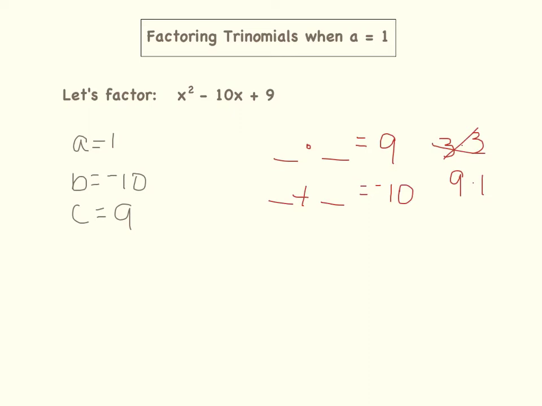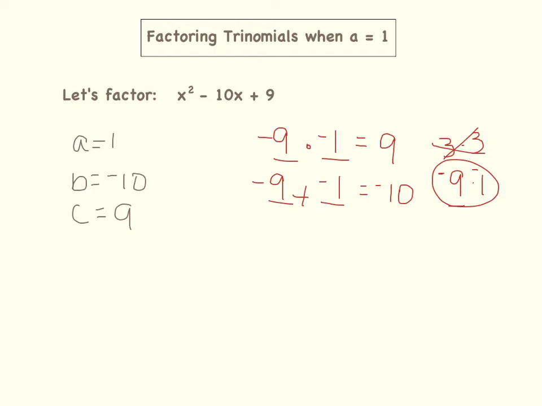So now I'm going to look at the next pair. 9 times 1 equals 9, and 9 plus 1 equals positive 10. Well, if I were to say negative 9 plus negative 1, that would equal negative 10. And if I multiplied them, negative 9 times negative 1, it would equal positive 9. So basically, I have found my factor pair. Negative 9 times negative 1 equals 9, and negative 9 plus negative 1 equals negative 10. Now we are ready to set up our factors.